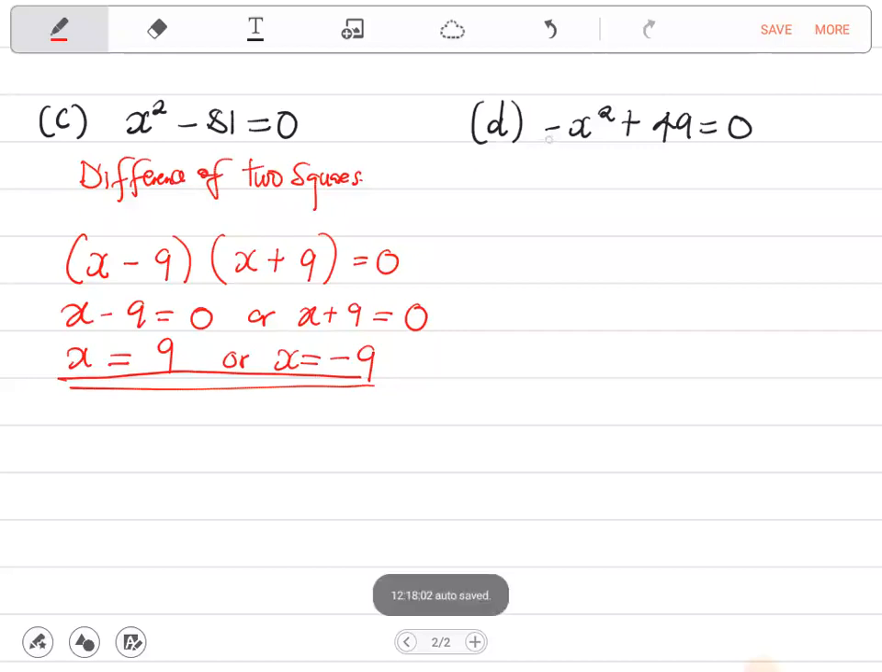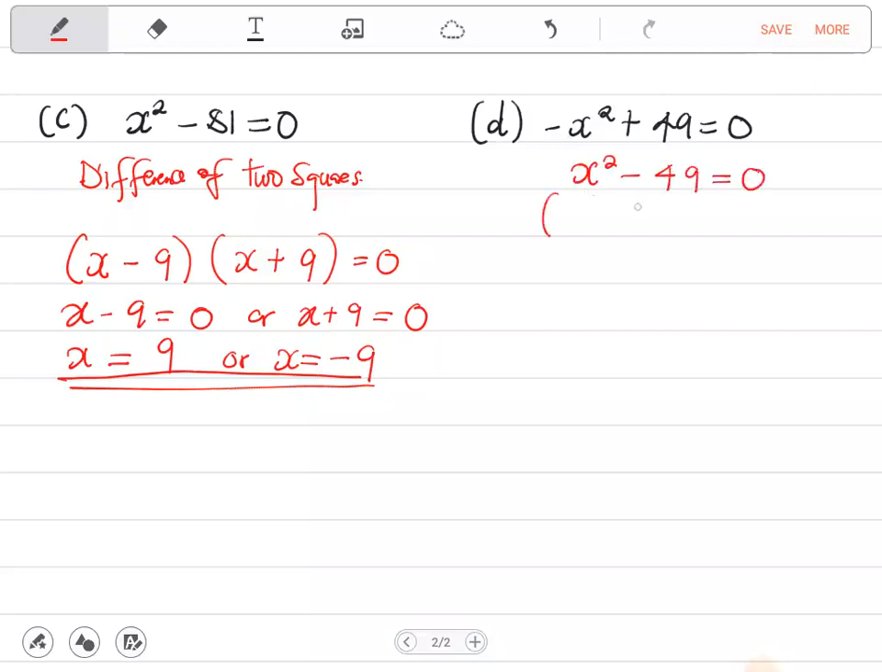So have you seen this negative? You might be confused because there's the negative in front here and the positive in the middle. Then you say this is not a difference of two squares. Well, it is a difference of two squares. Why do I say so? Here's the thing. You can divide negative throughout. When you divide negative throughout, you get x squared minus 49 is equal to 0.